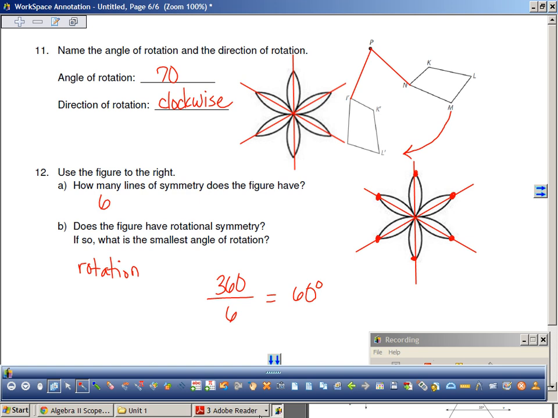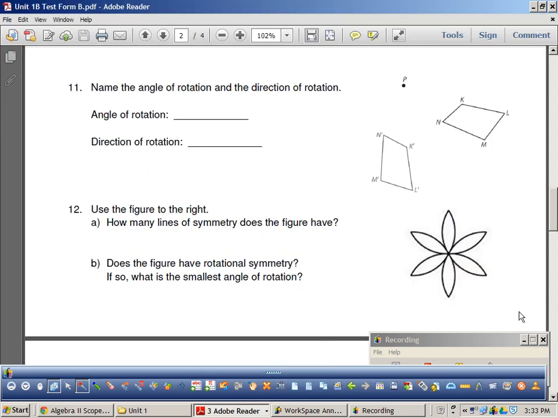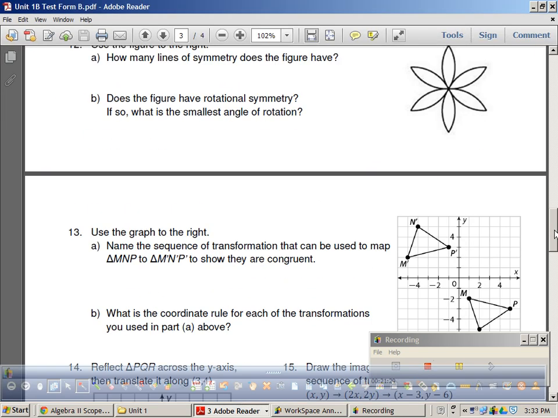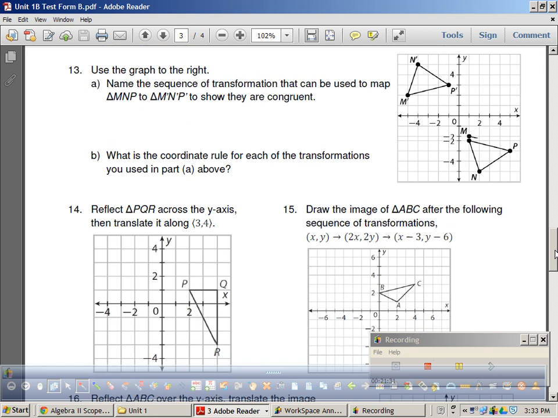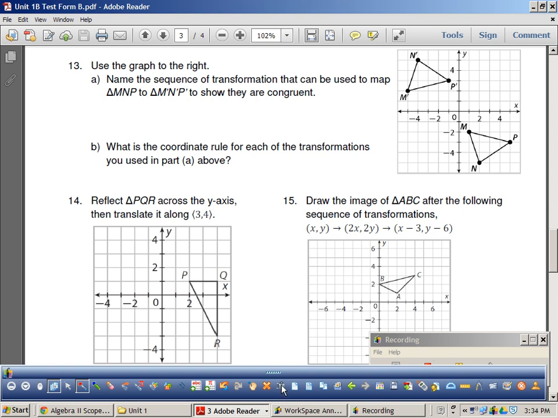Okay, let's switch over to B. Okay, so let's do this one now.